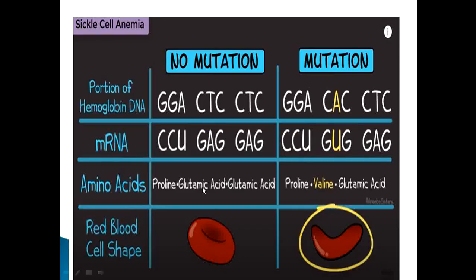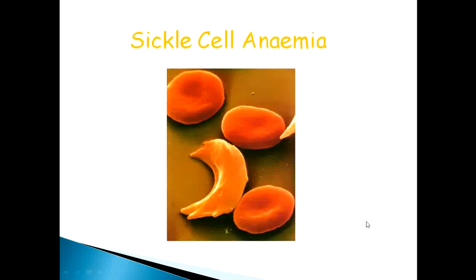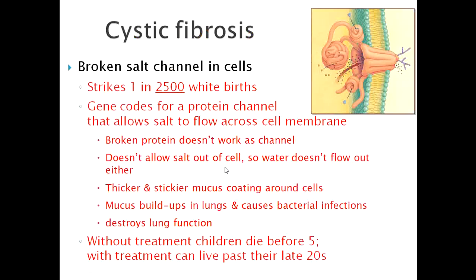In sickle cell anemia, valine is produced instead of glutamic acid. That results in sickling of the RBCs under the effects of hypoxia. Sickle cell disease is the result of one nucleotide substitution in the hemoglobin gene. Here you can see sickle cell formation in hypoxia.